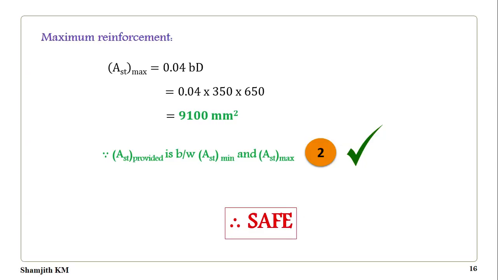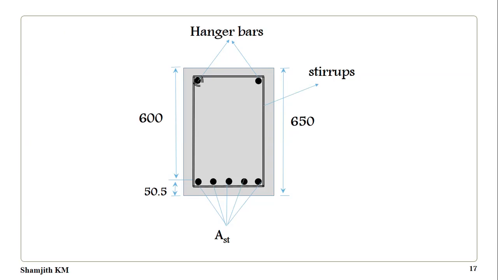So that is okay. Now we are providing the steel bars. We have said that we will be providing 5 steel bars. These are hanger bars. This is the 8 mm stirrup. This is the total depth, 650 mm, and this is the effective depth, 600 mm, and this is d dash. D dash includes the clear cover plus stirrup diameter plus half the distance to the main bar, that is 50.5, as we have already calculated.